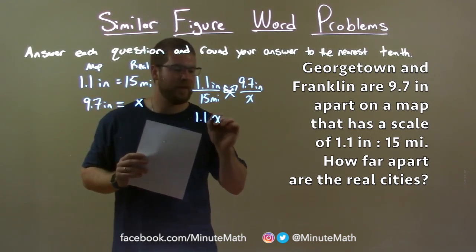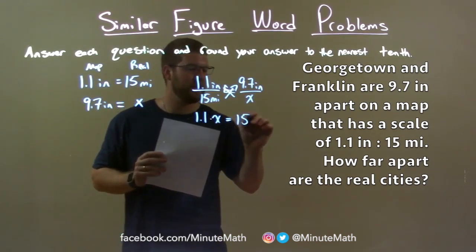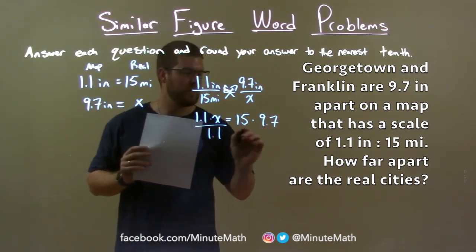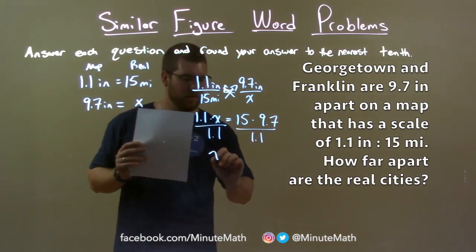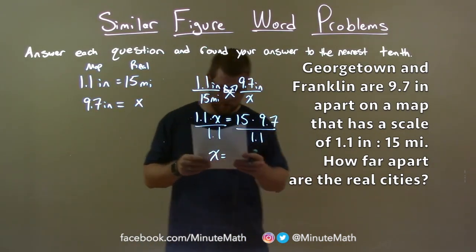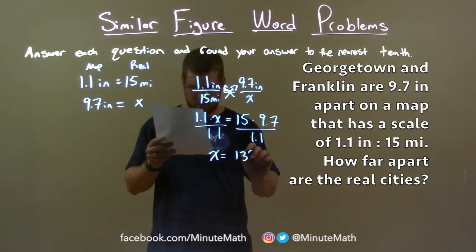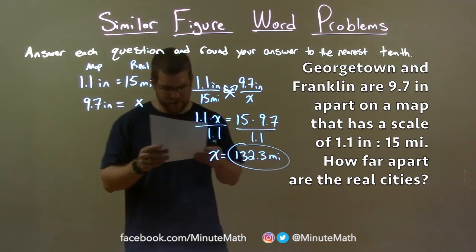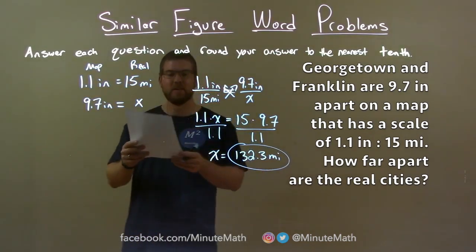1.1 times x is equal to 15 times 9.7. Divide both sides by 1.1. We got x by itself, and 15 times 9.7 divided by 1.1 is 132.3 miles. And so that's the distance, our final answer, between Georgetown and Franklin.